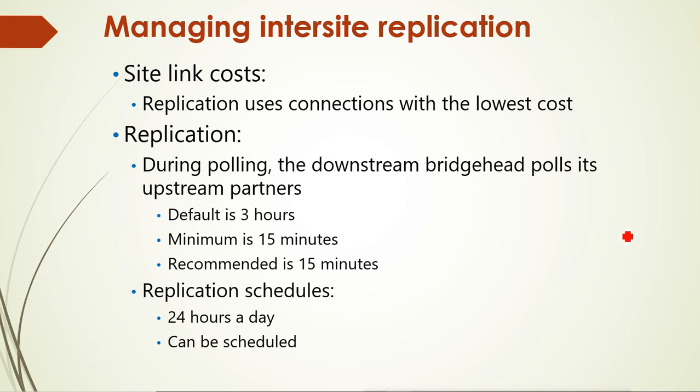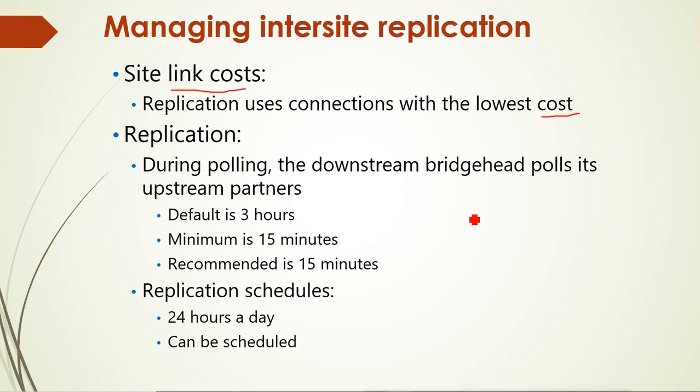Then for managing the inter-site replication, that means when we have two sites and we want to connect them together with a link, how can we manage the replication? We can manage the link by the link cost. The replication uses the connection with the lowest cost. So when we configure the site link, we have the option to define the cost, and the lowest cost will be used first.